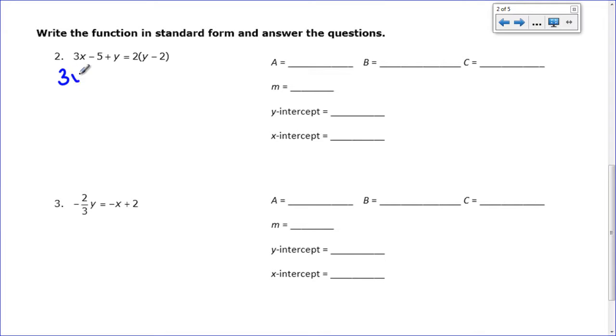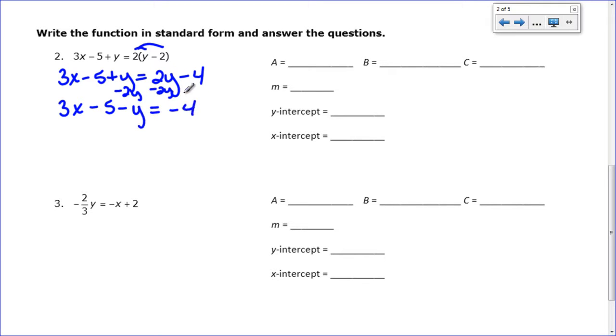So I have 3x minus 5 plus y, and then I'll distribute here, so I get 2y minus 4, as I multiplied 2 by both pieces. Now I need all my 2y to end up over here so that my x and y are on the same side. So I'll have 3x minus 5, and when I subtract 2y from both sides, y minus 2y makes negative 1y, and that equals negative 4.